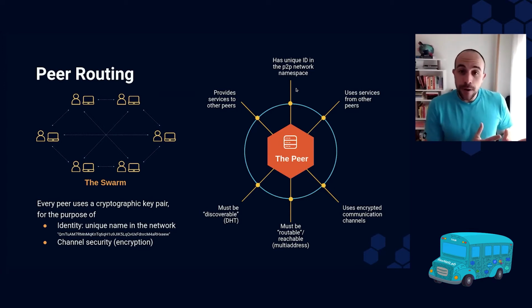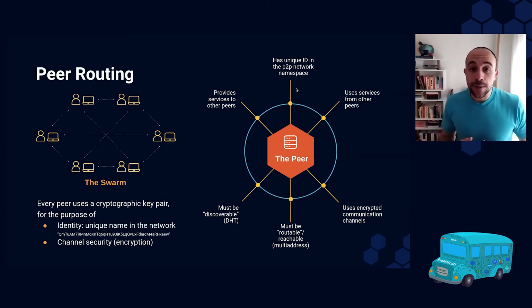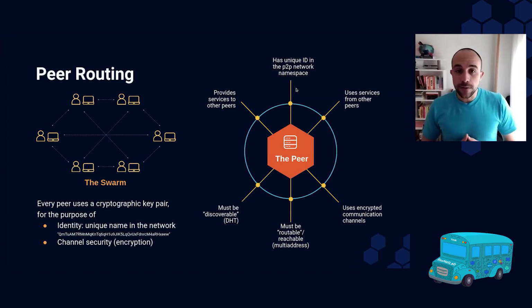For the discovery part, we usually use the DHT. So we'll see in a moment that the information to know what peers are connected to the network and how to contact them, we will store in the DHT. And also they should be reachable, and for this, we use what we call a multi-address. A multi-address, in the end, is a list of addresses for different protocols that we can use to contact specific peers in the network.